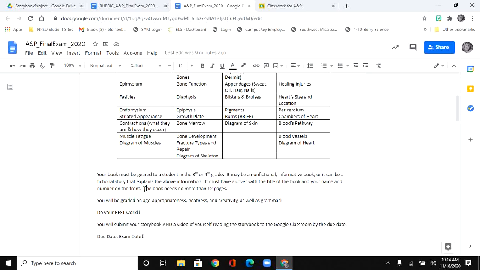Your book does not need to exceed 12 pages, okay? We want it to be a children's storybook, not a novel, okay? So no more than 12 pages. You can put as much information as you want on those 12 pages. Just remember that you want your storybook to be exciting, okay? You want it to be something that would be fun to read or have read to you.